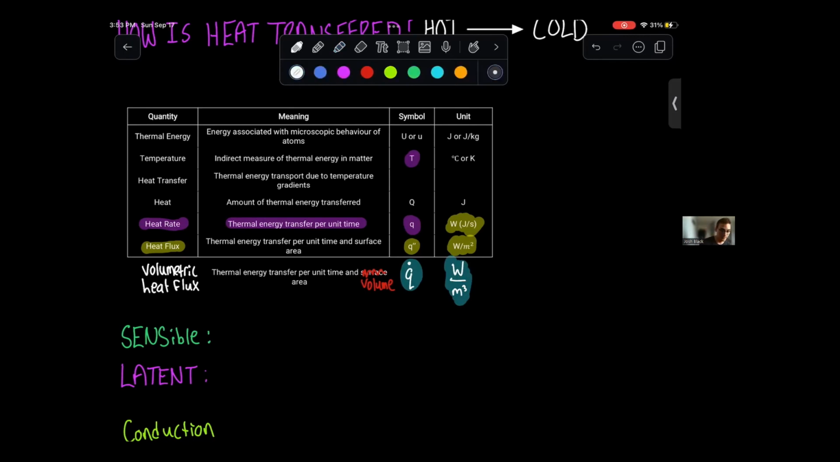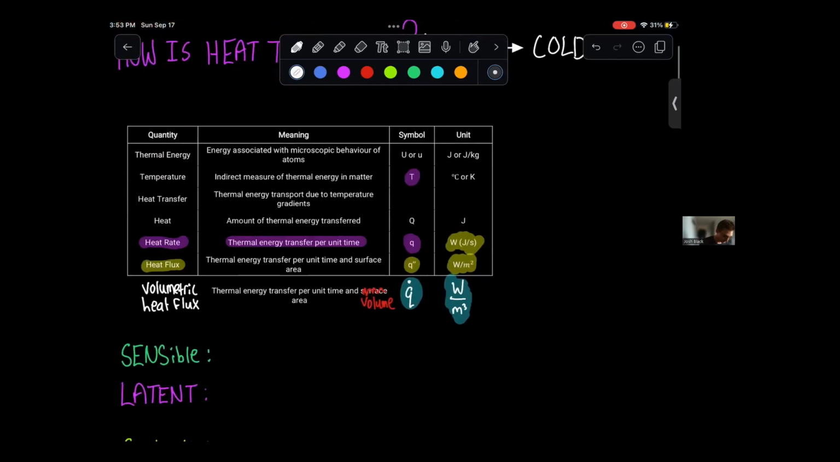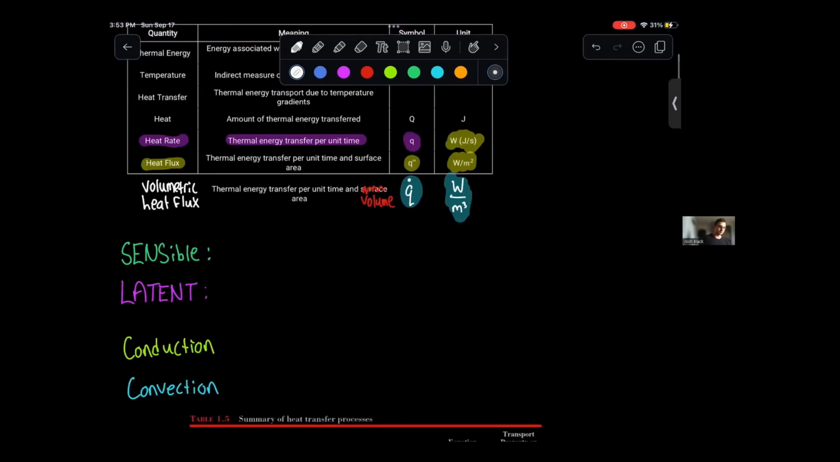All right, easy enough. Now, we just talked that the driving force for heat transfer is due to two different things. It can be due to a change in temperature or a change in phase. Now, I want to introduce you to the two different types of heat transfer: sensible transfer and latent transfer. What do you think sensible transfer is due to? Well, what kind of driving force? Sensible transfer is due to a change in temperature.